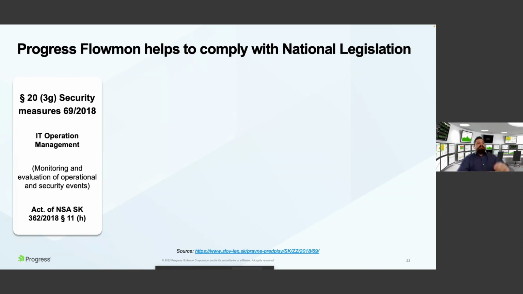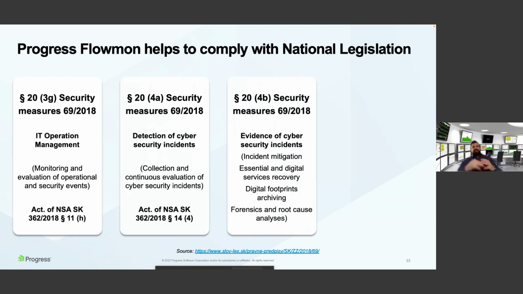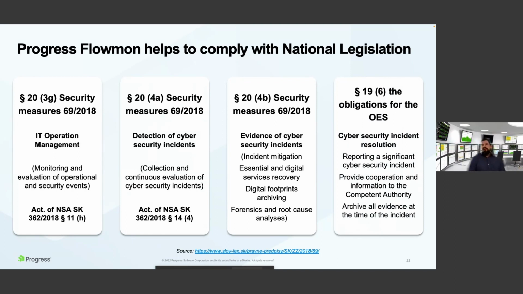For example, paragraph 20 is about IT operation management. 3G, 4A is about the detection of cybersecurity incidents. 4B is about evidence of cybersecurity incidents like footprints and data collection and archiving, the packets and the flows and so on, and helps to provide the whole support for the obligations of operators of essential services, because NIS effective in 2016 was a little bit different than the Network Information Security Directive effective in 2022.